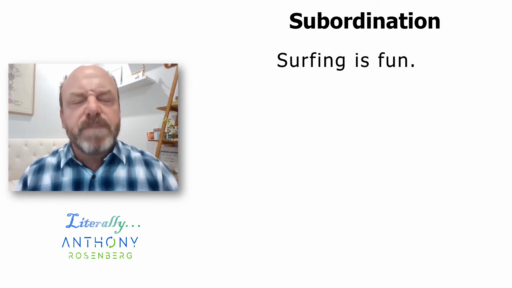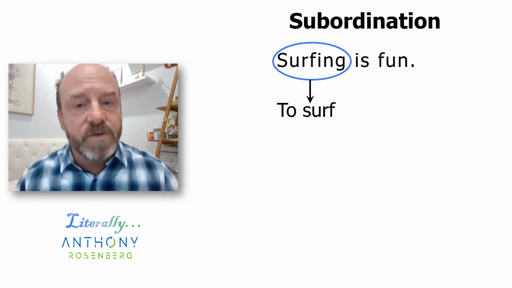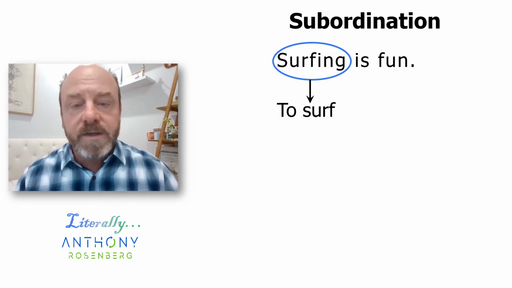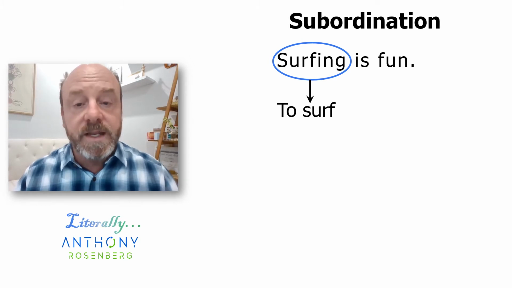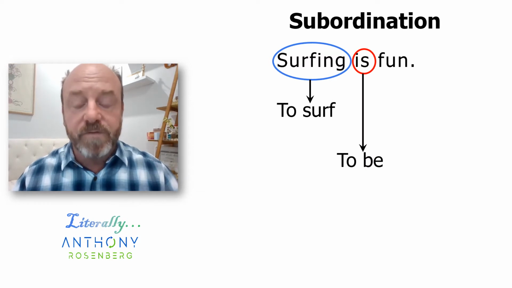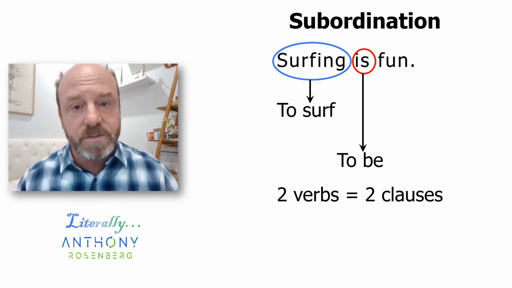Surfing is fun. Here's a nice simple sentence, right? Looks really nice and easy. How many verbs do we have? So straight off the bat, you might say surfing is a verb. It is a verb. To surf is a verb. I surf on weekends. I surf every summer. I surf with my friends. So it is a verb. Here, it is not working as a verb, but it's still a verb. So that means surfing is a clause. Is is also a verb, it comes from the verb to be.